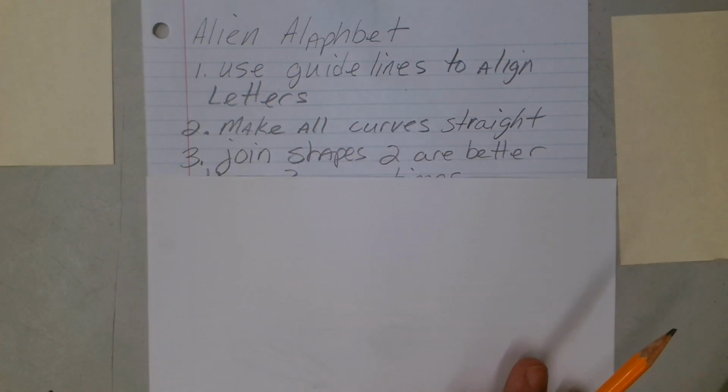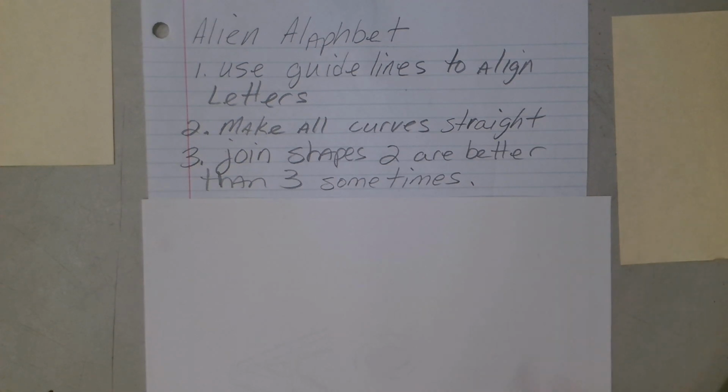We're going to join shapes. 2 are better than 3 sometimes. Some of the shapes you may think you have to do 3 triangles to make a W or an M. Well, we can join some of those triangles together, and now we only have 2 shapes, and it gets less confusing. This is the same reason why we don't use rectangles all the time, because there's lots of letters in this alphabet that are going to be rectangular shape.